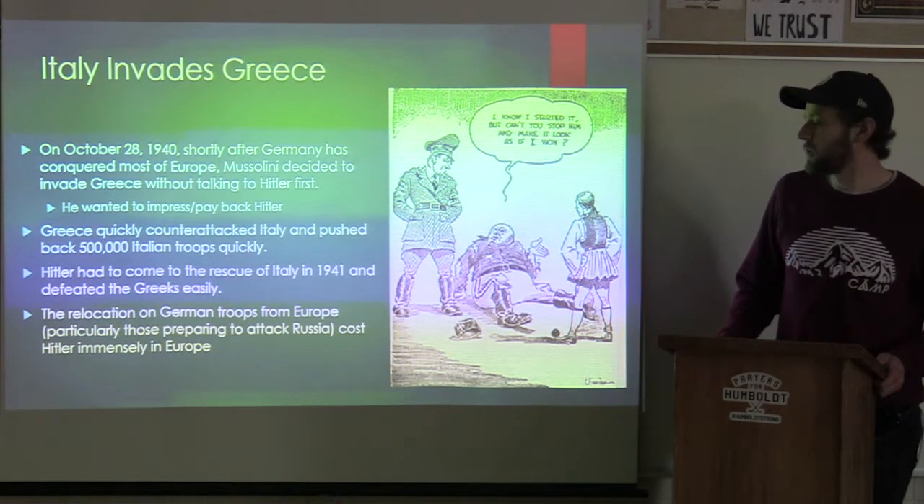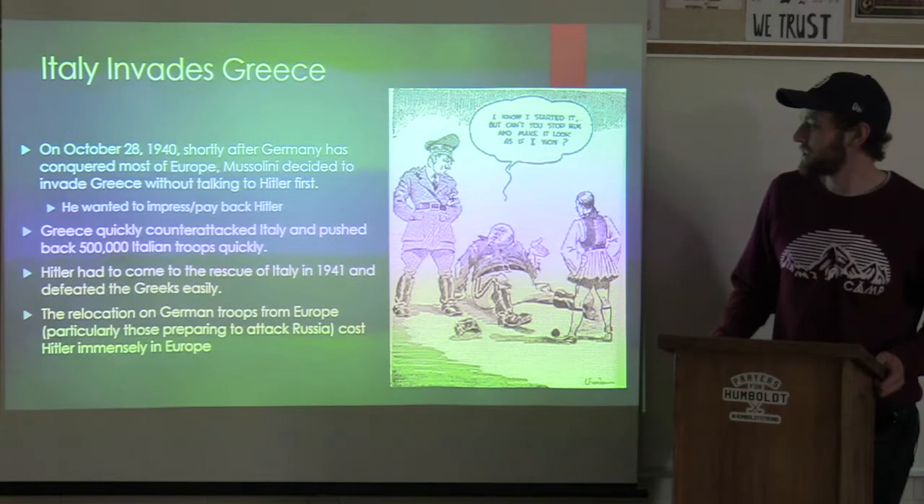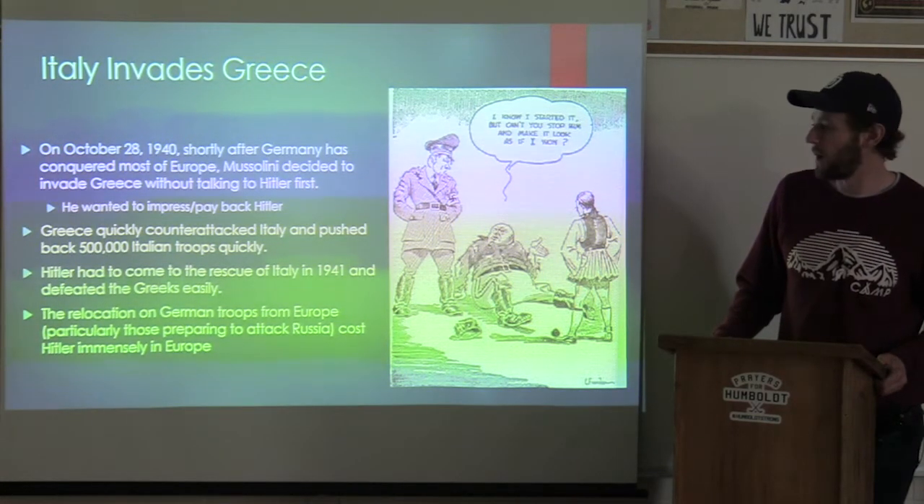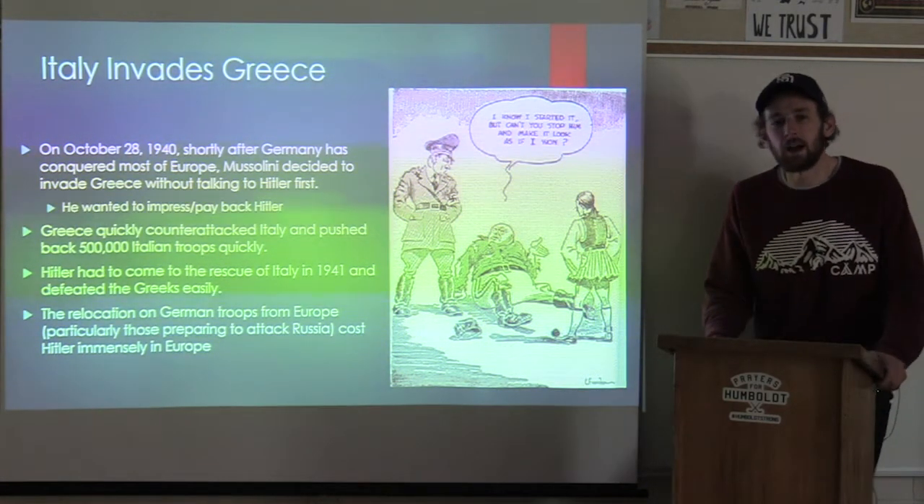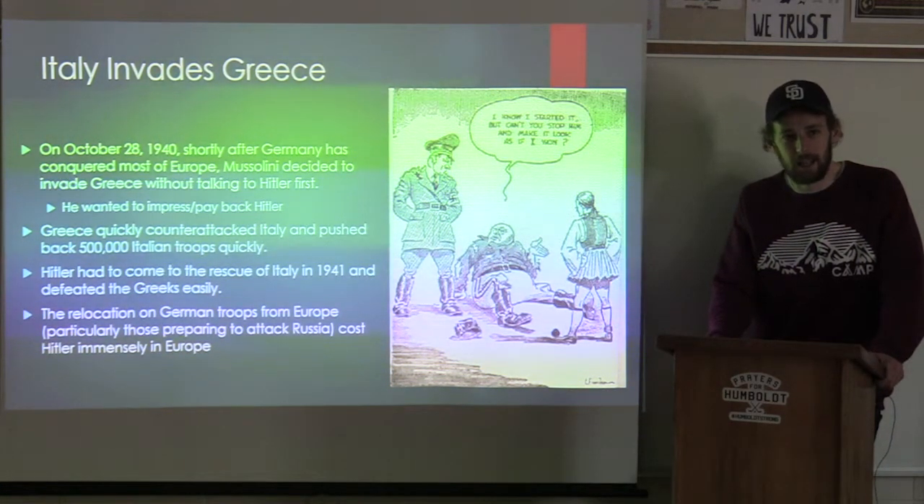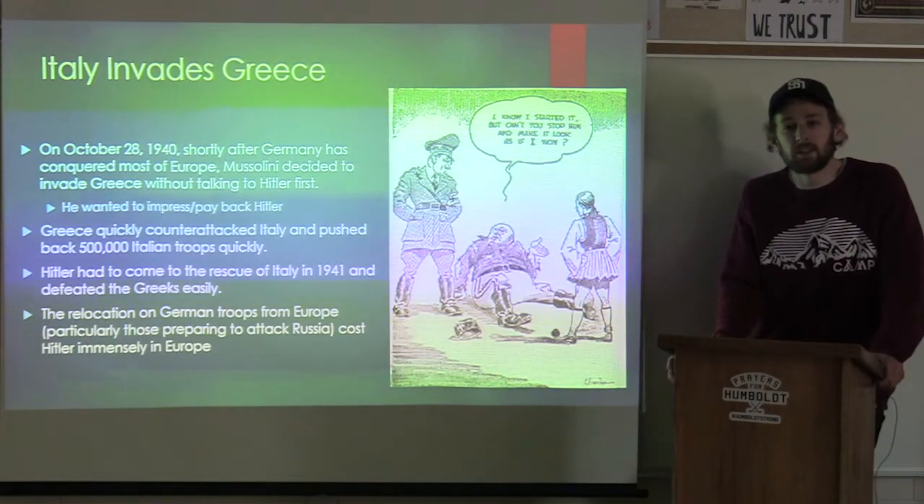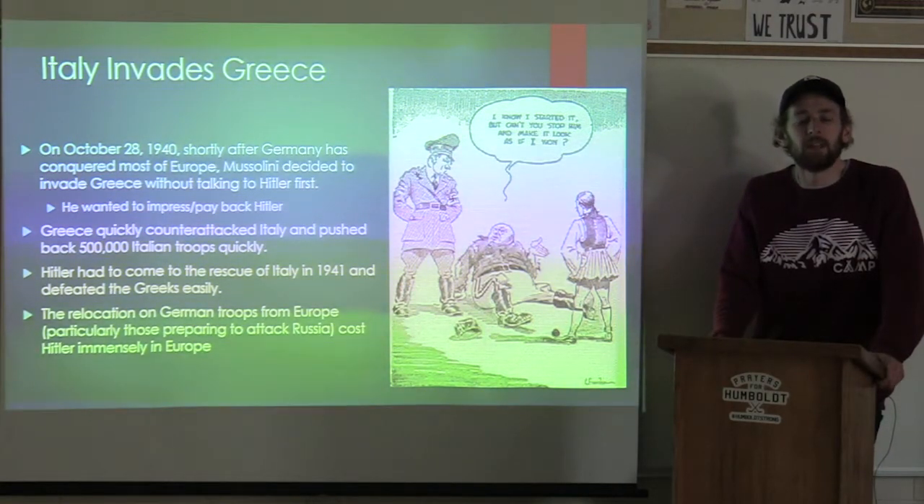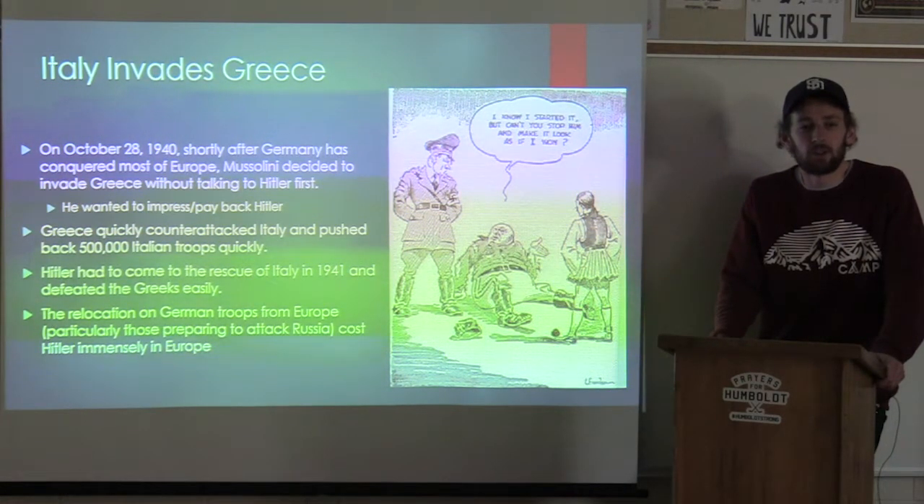So when the Italians invade Greece, the Greeks basically stand up and they kick the crap out of them. They push back the 500,000 Italian troops really quickly, and they actually push them back into Italian land. Now, Greece has essentially pushed Italy into such a bad spot that Italy is at risk of falling to the Greeks.